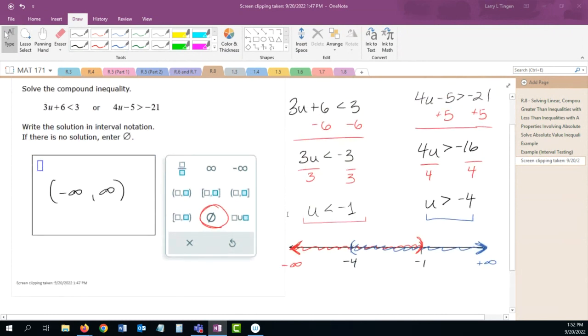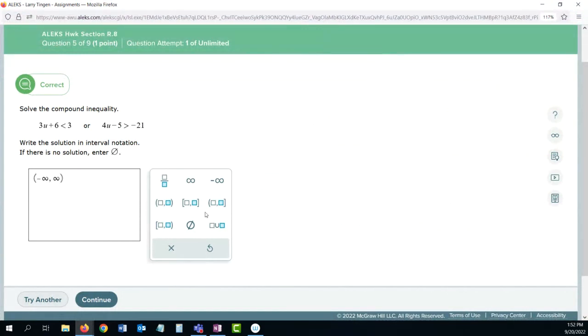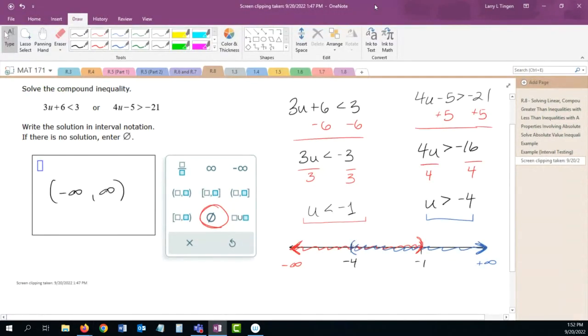All right. And if you take a look at this and you think, do I need to put u as an element of? There is no "is an element of" symbol. So that means I can't type it, which means it's not part of the answer. All right. What else? What other questions do we have?